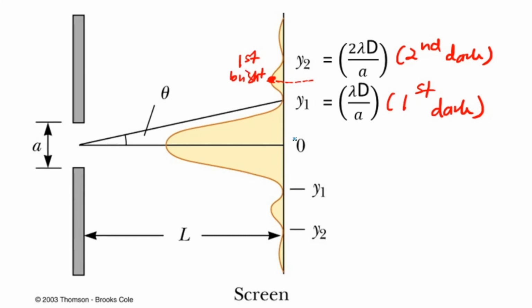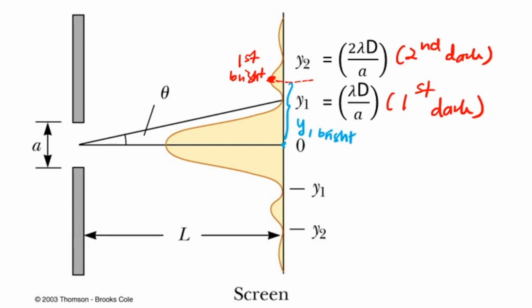Okay, let's say we want to calculate the distance of the first bright from the central bright fringe here. I write this one as y1 bright, so that I know the blue color here is the distance from the central bright fringe to the first bright.